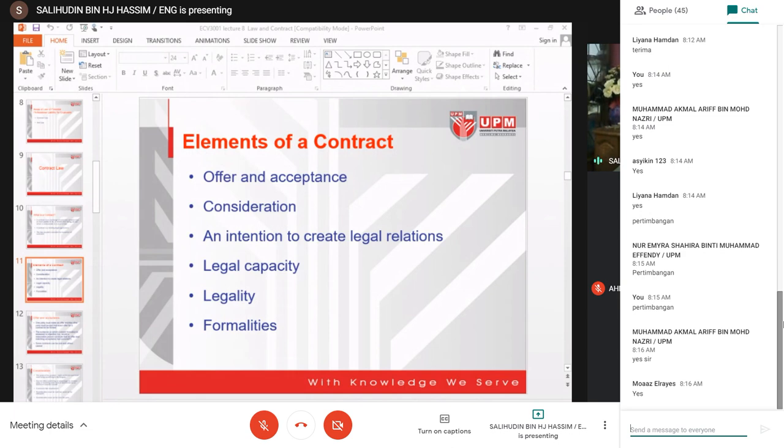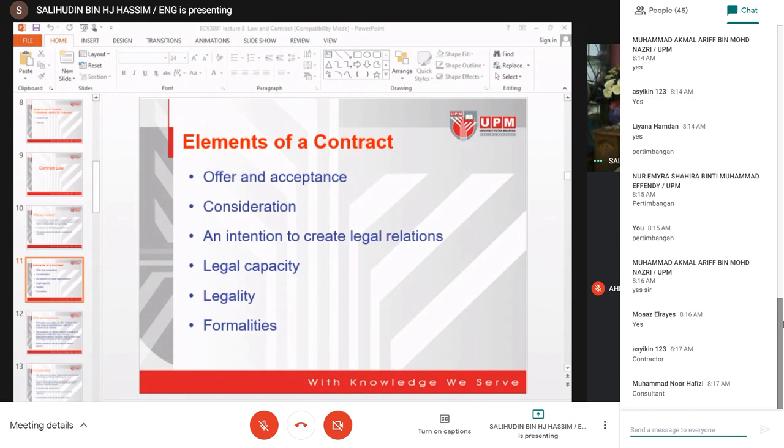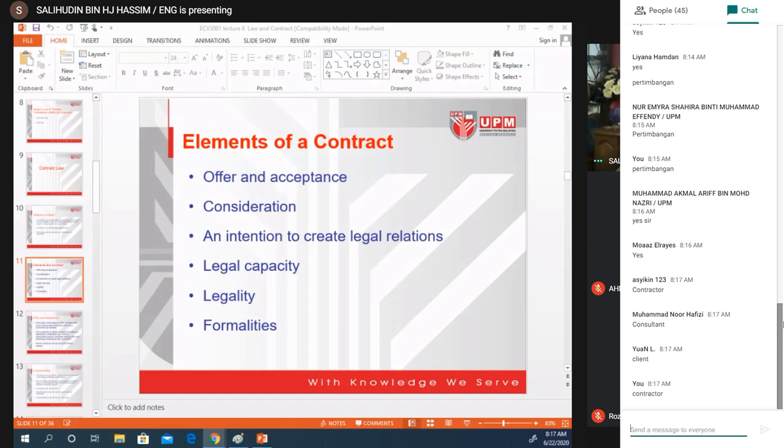Ain Fitriah, who is the offerer? Ain? Ain mana tidur? I'm talking about construction contract. It is between the client and the contractor. So consultant is outside this contract. So who made the offer? Somebody said client, somebody said contractor. Who is the offerer?